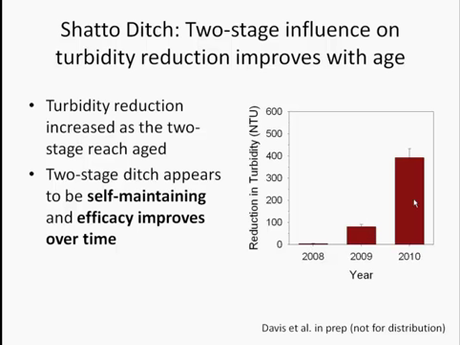And we think what's happening is that the benches take some time to vegetate. And so in 2010, they finally vegetated fully, and they slow down the water even more than just a bare soil bench. And so we think that's responsible for reducing the turbidity. So it certainly appears to be self-maintaining, and its efficacy did improve over time. We don't expect it to continue to improve forever, but certainly it improved over the first 3 years after construction, and we expect that it'll sort of continue to be at this level in following years.